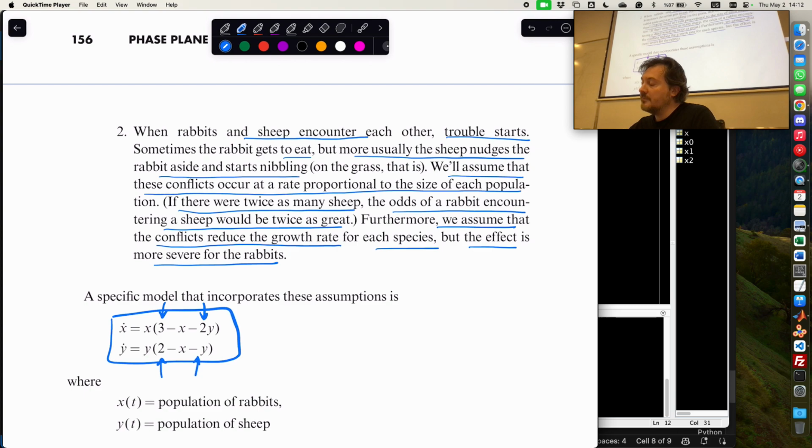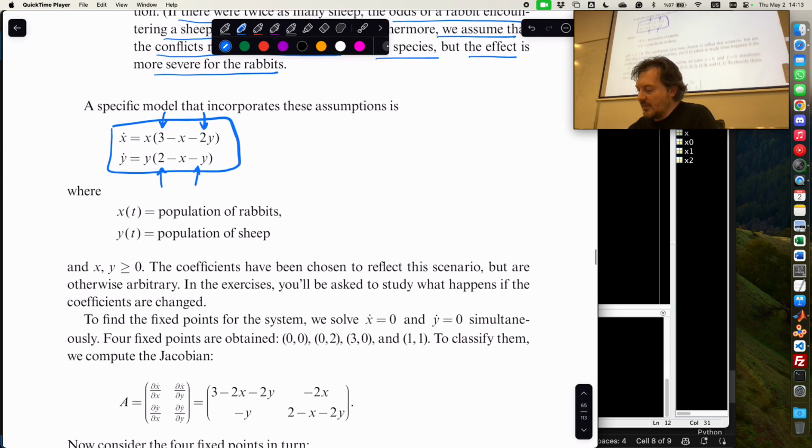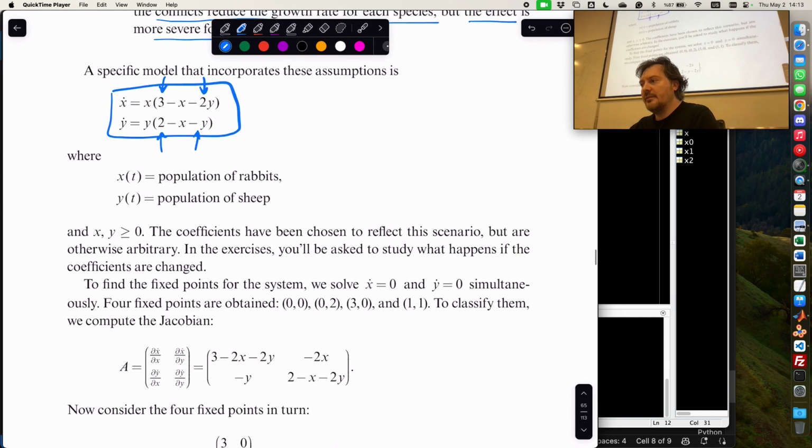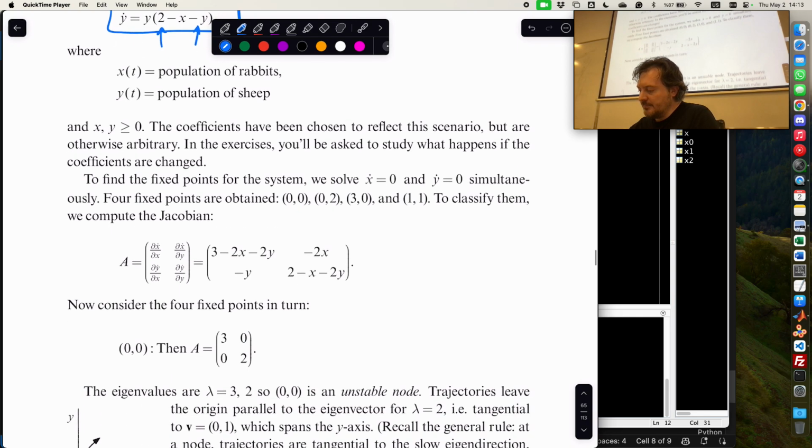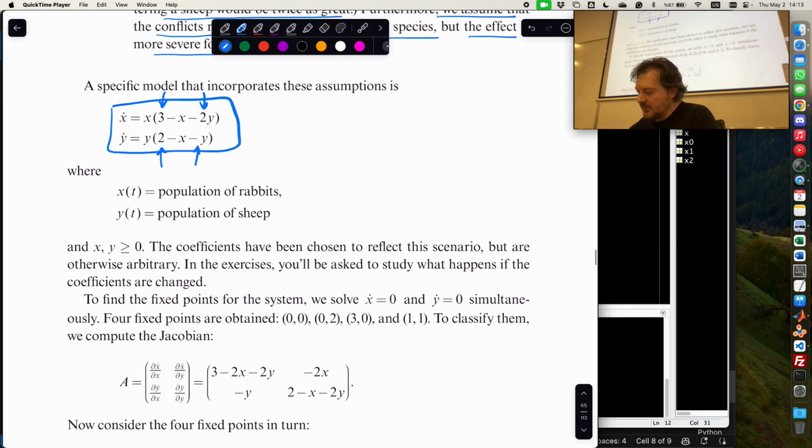Yes. I have a question. Sure. If this was a wolf-rabbit system, then would it be y derivative equals y times 2x minus x plus y? Sorry, 2x plus x minus y? Maybe. Yes, probably. I don't know if we have a predator-prey system. I don't think we will do it, but yes.